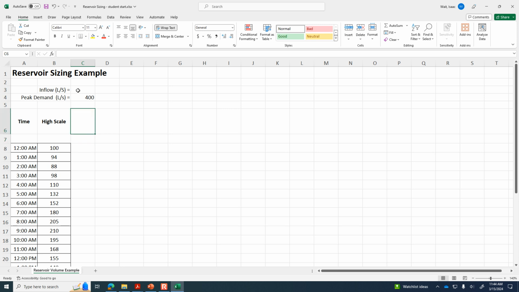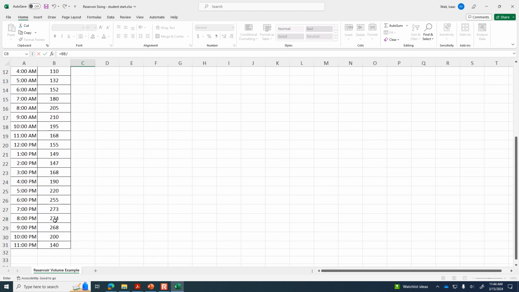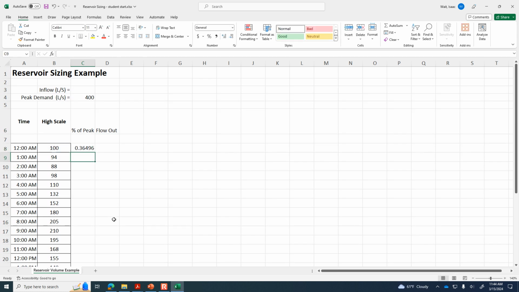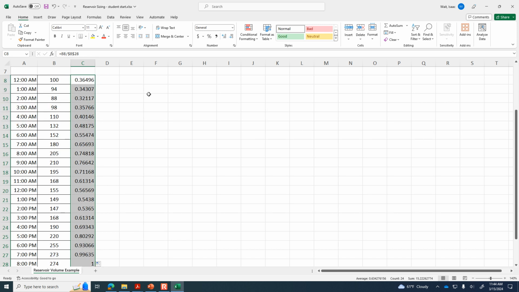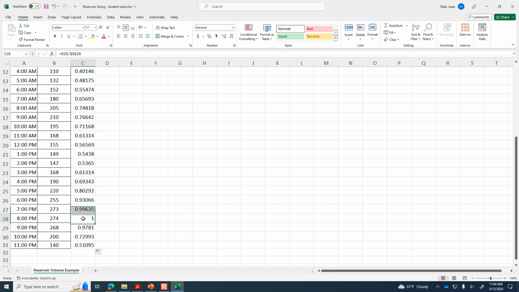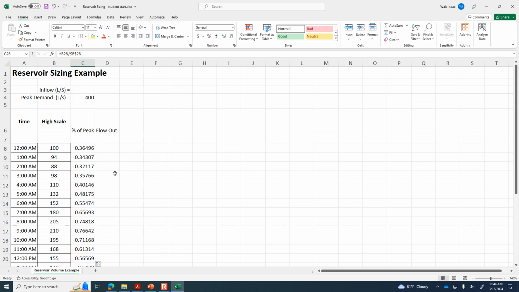Let me add something here that's percent of peak and then flow out. So the percent of peak will be this recording divided by our peak value of the recording, which was 274. I'll anchor the reference there. So 36.5% and so on. Just double click in that corner to have it apply to all of the rows. And of course, at 8 p.m. it should say 1. So that's the fraction of the peak.